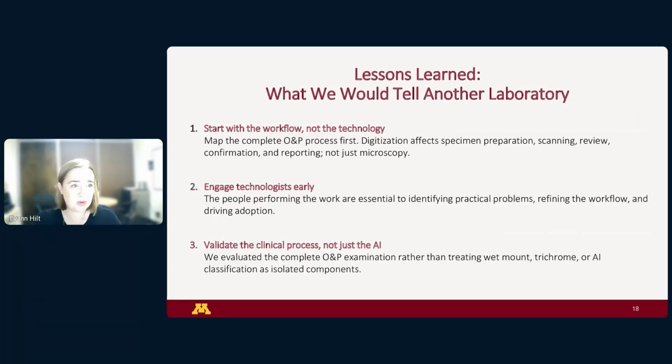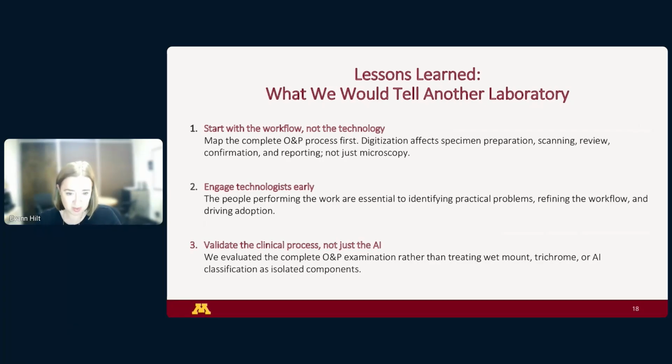Again, as we pointed out, even with the wet mount prep, we had to change what we were doing so that we could get good images of the wet mount for the scanning process. So again, it's not just the microscopy piece. And truly, I believe this with any technology that you're bringing on or any type of test: you engage your technologists early.